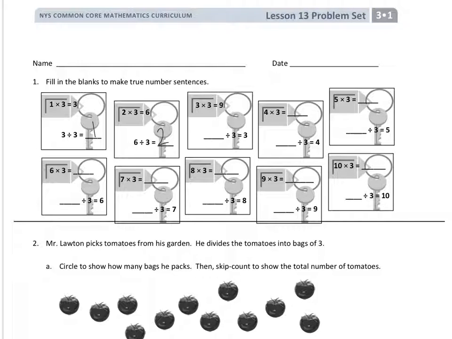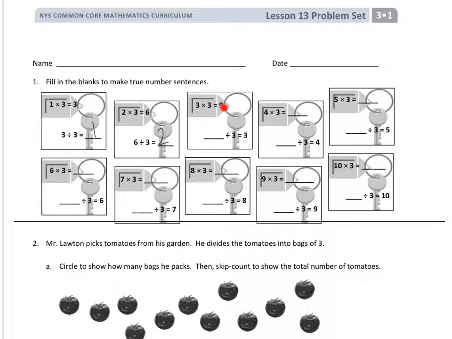Hopefully you'll start to notice a pattern. We have 1 times 3 is 3. 3, my total, starts off my division sentence, and I'm dividing by 3 in all of my problems. 2 times 3 is 6. 6 moves down to my total, and I'm dividing by 3. So that leaves my factor that is not 3 to be my answer to my multiplication or my division sentence.